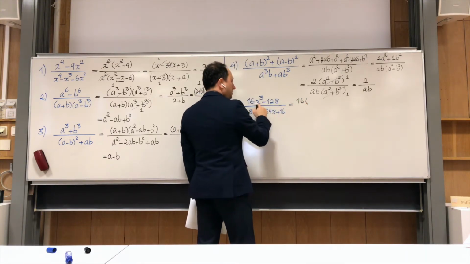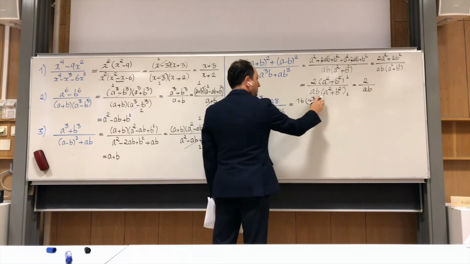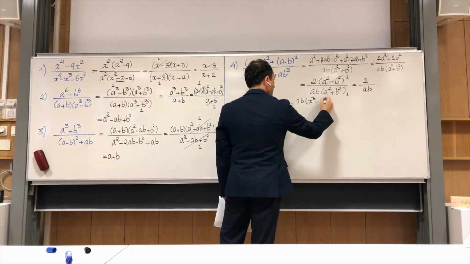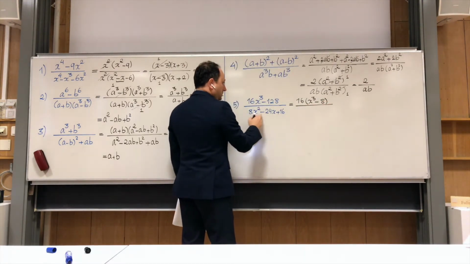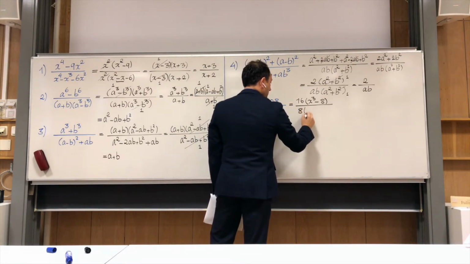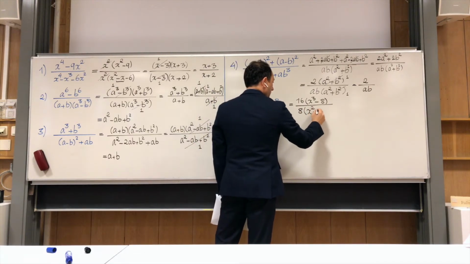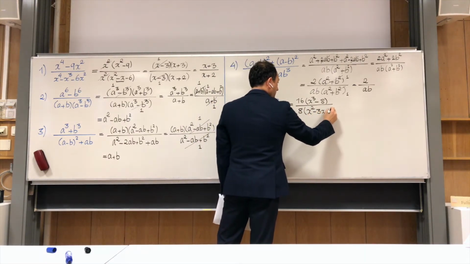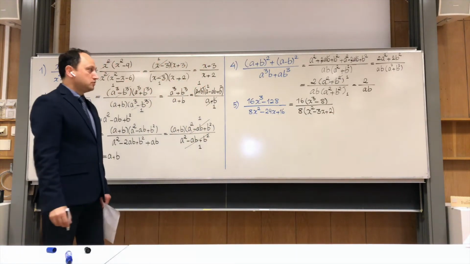And then what is left for me here is x cubed, and what is left from here is 8. And in the denominator, I can see that 8 is again in common, so I can pull it out. It becomes x squared minus 3x plus 2. But each one of them now can be factorized more.